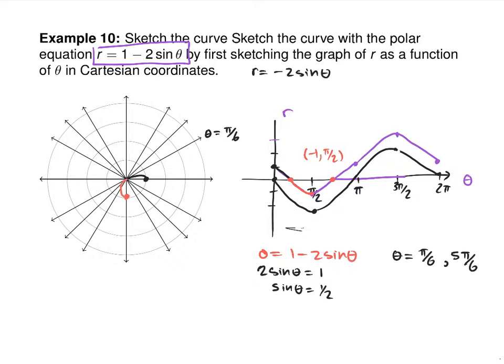If you take the absolute value, is that how you get a supercardioid shape? Oh, I'd have to think more about that one, okay?